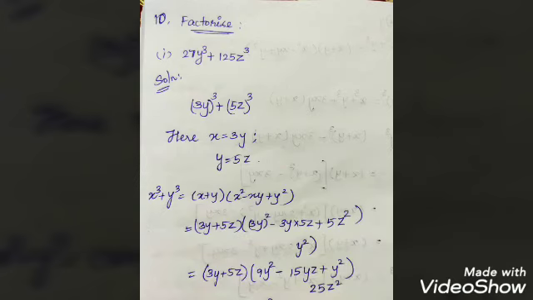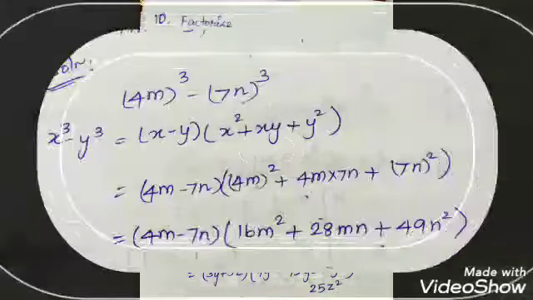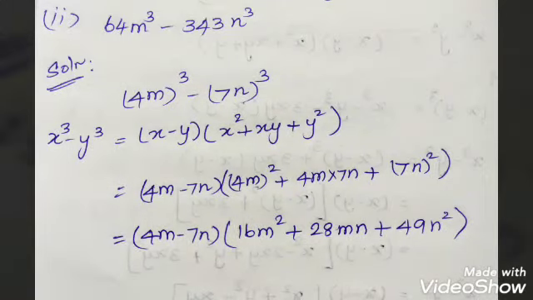So here what is your x? 3y. What is your y? 5z. So substitute in the formula x cube plus y cube, (x plus y) into (x square minus xy plus y square). So we are substituting the values. What are we getting? (3y plus 5z) into (9y square, because (3y) square means 9y square, minus 3 into 5, 15yz, plus 25z square). Is it clear?